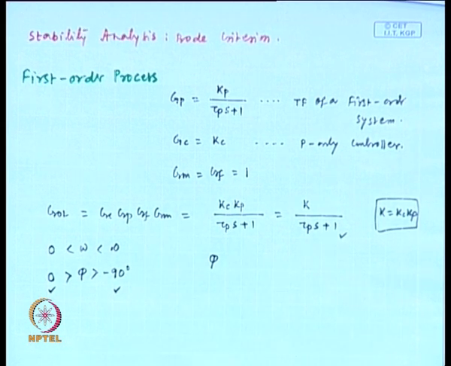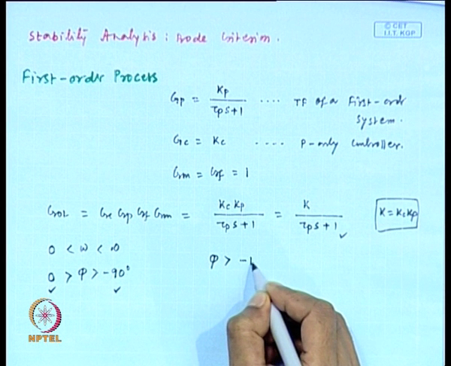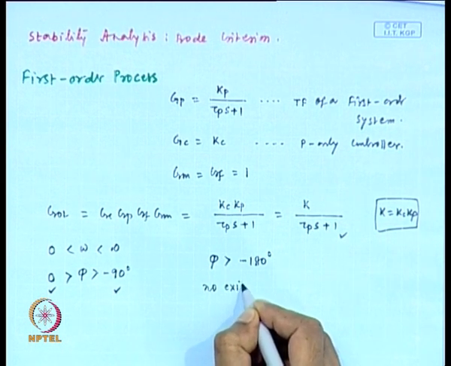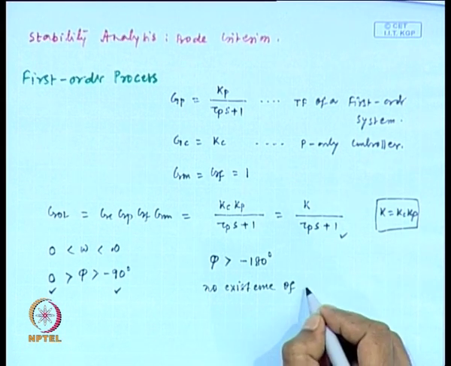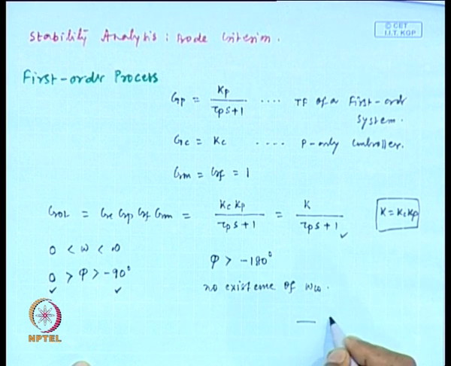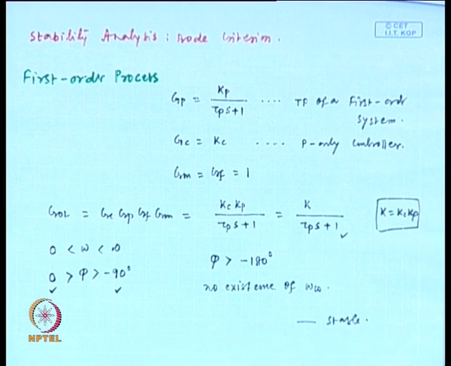So, what does it indicate? Phi is always greater than minus 180. Agree? Phi is always greater than minus 180 degree. That means there is no existence of crossover frequency. So, what about stability? Stable. If there is no crossover frequency, then the system always remains stable. So, for a first order system, the process always remains at stable state irrespective of the Kc value. Only thing is that if you consider large Kc, then oscillations will be more, but there is no instability problem.